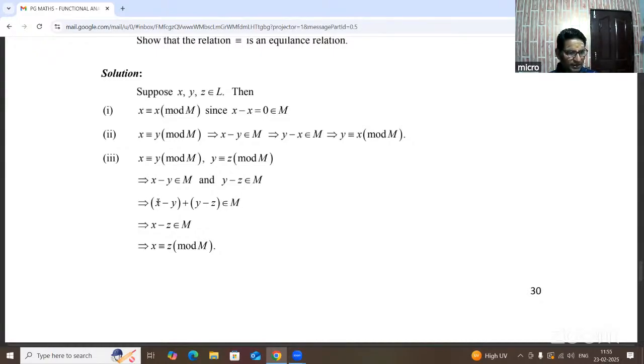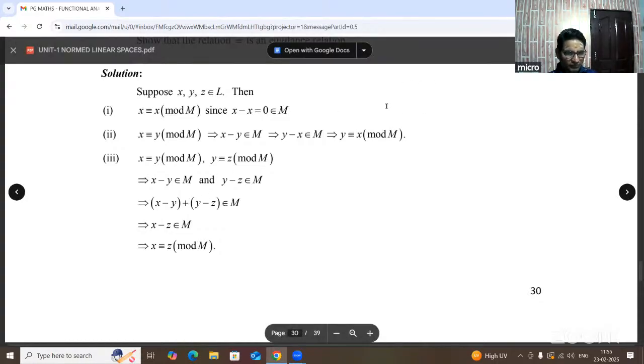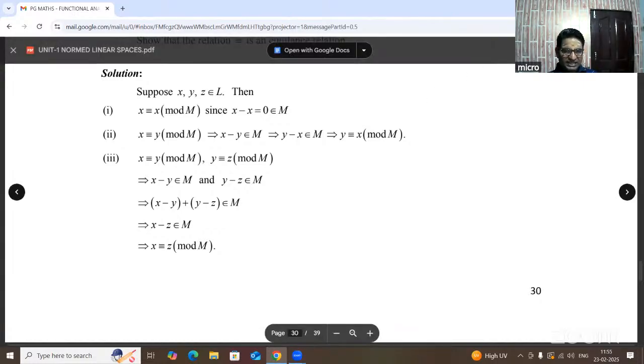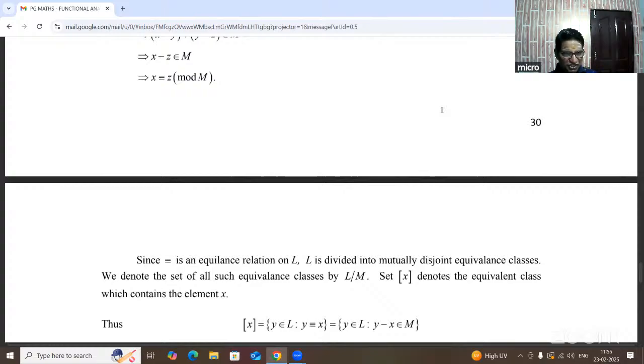Finally, it can be rewritten as x minus z belongs to M. That is the definition of x congruent to z. When these three properties are satisfied, what is that? Reflexive, symmetric, and transitivity. When these three are satisfied, that is an equivalence relation.